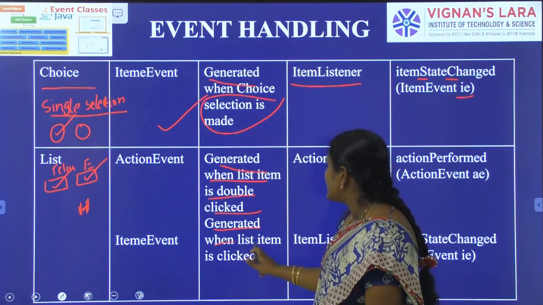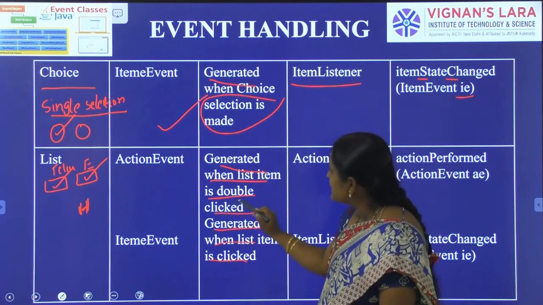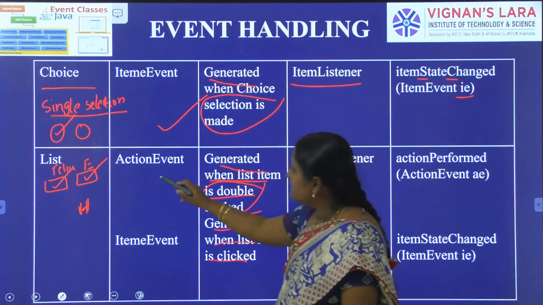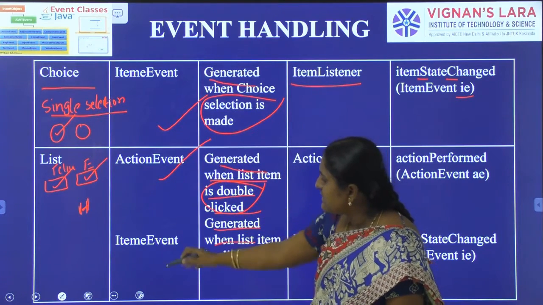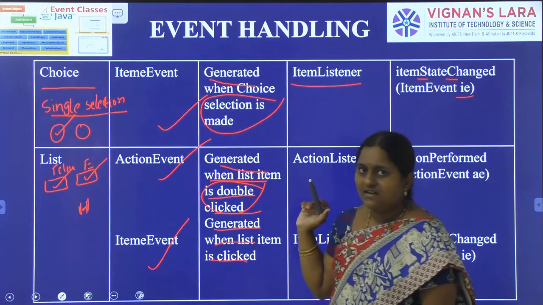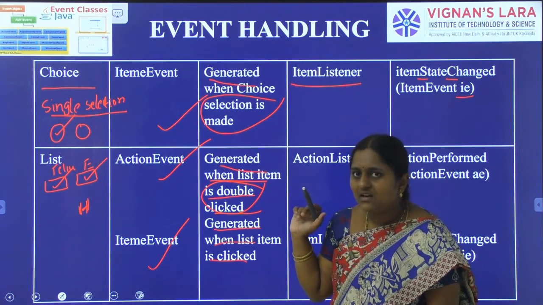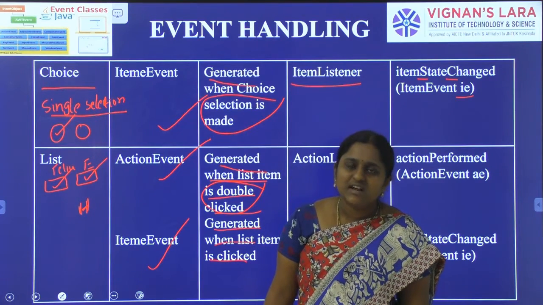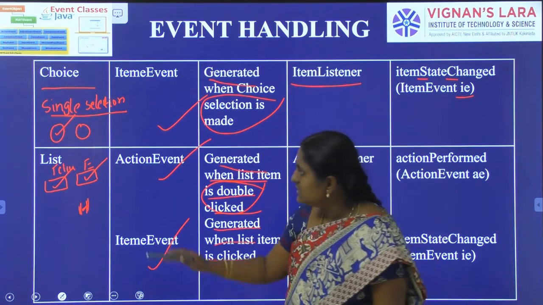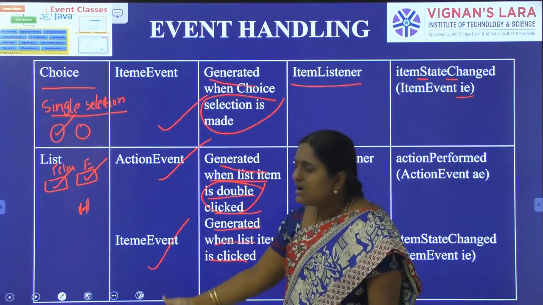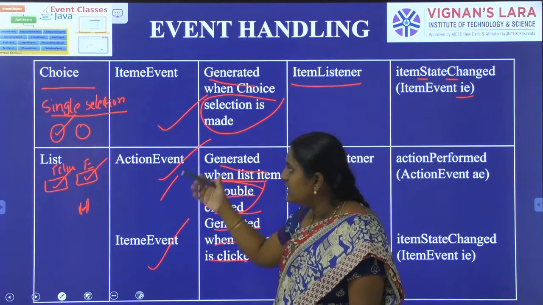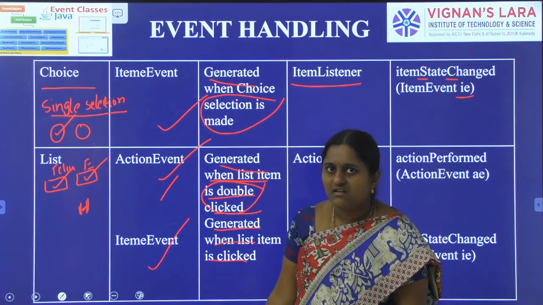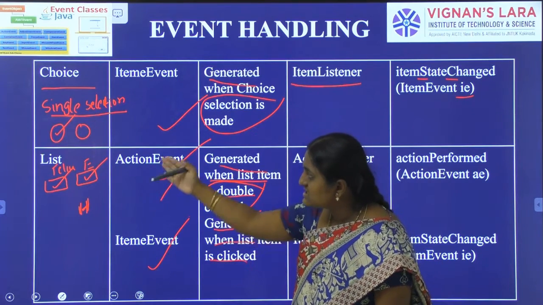Action event is generated when a list item is double clicked, and item event is generated when the list item is clicked. Sources may generate one or more events also. So in this list, when a choice is made, both action event and item event are generated. So list selection is made.